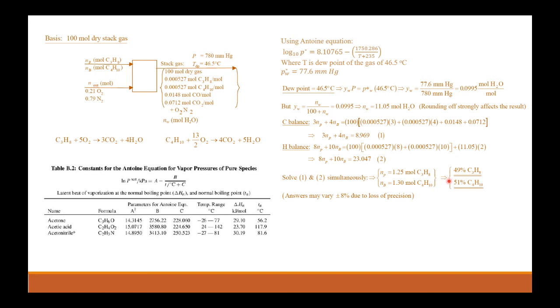So how do you get the composition? Simple. Take the number of moles of propane, for example, and divide it by their total number of moles, which is 1.25 plus 1.3. This one is very simple and very direct mathematics.